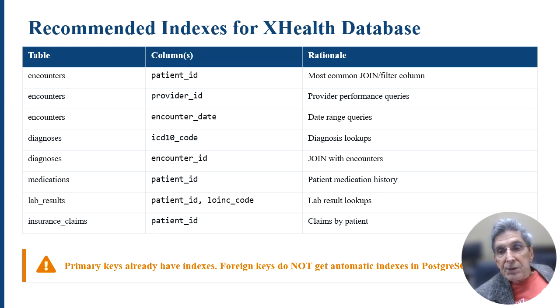There's an important note at the bottom of this slide. Primary keys already have indexes automatically in Postgres, but foreign keys do not get automatic indexes. This is a common surprise. In many other database systems, foreign keys are automatically indexed, but not in Postgres. You have to create those manually with your own code. This is exactly why the encounters.patientID index is so important. Patient ID is a foreign key referencing patients, but Postgres does not index it by default.